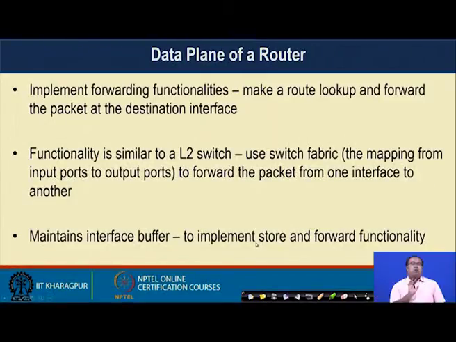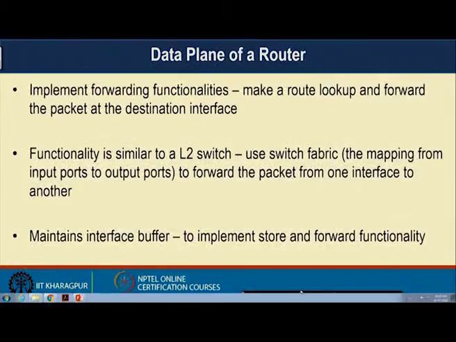Now, the data plane of a router, that is the interesting part. It implements the forwarding functionalities. So, it makes a route lookup and forwards the packet to the destination interface. This functionality is similar to a layer 2 switch, so you can use the switch fabric. A switch fabric is a mapping from input ports to output ports. That means, if a packet is input to a particular port, in which output port it needs to be forwarded. A switch fabric looks something like this.